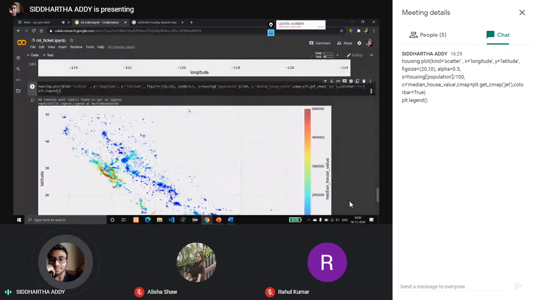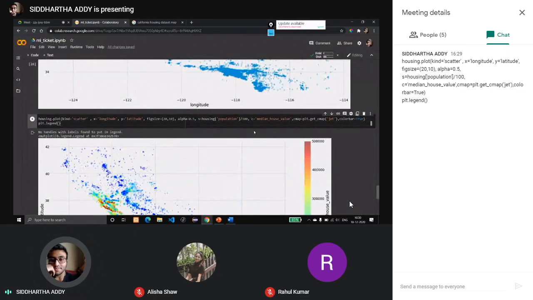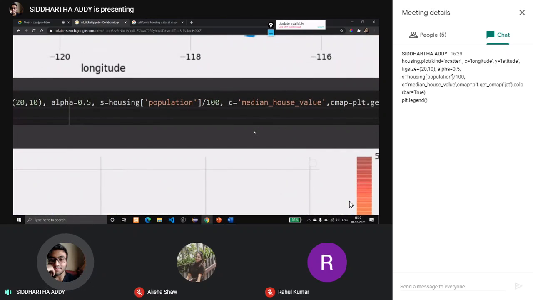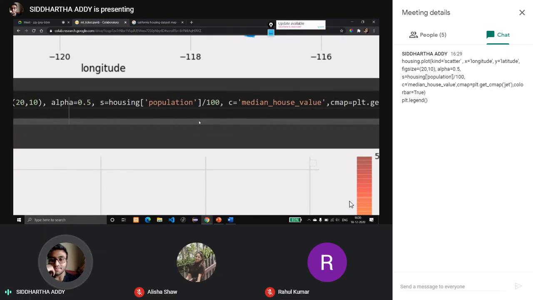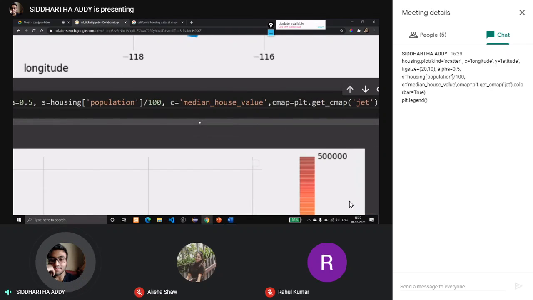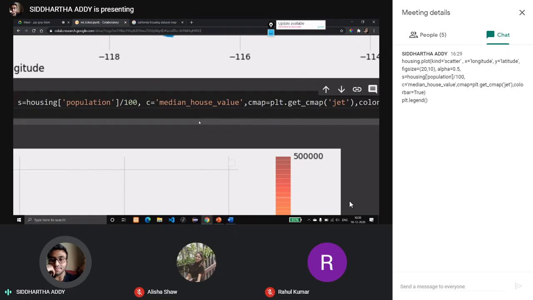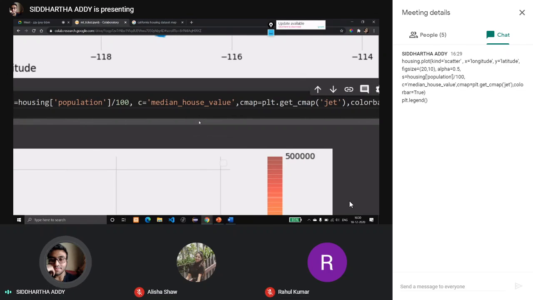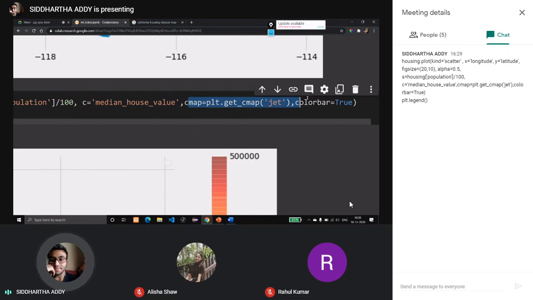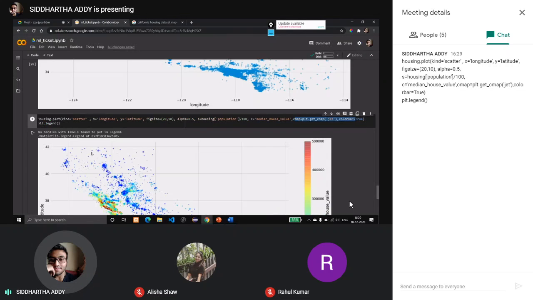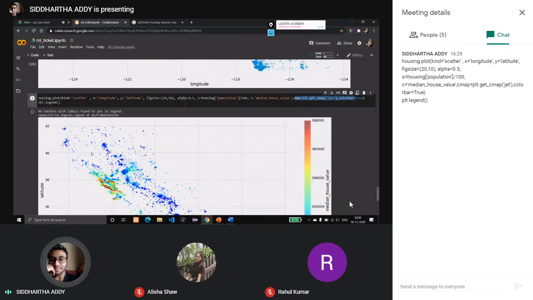I'm just going to explain that a little bit later. Just consider the housing population is another data point that we are considering. The C attribute takes another parameter, and cmap, plt. This whole thing is nothing great, but I'm just using a style. So just let me tell you what this S and C do.